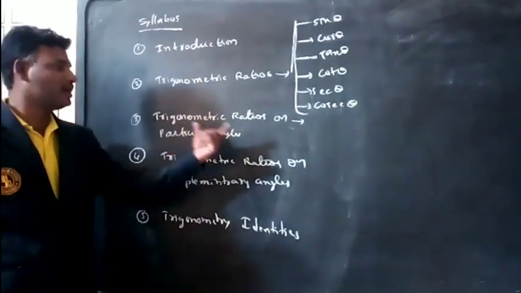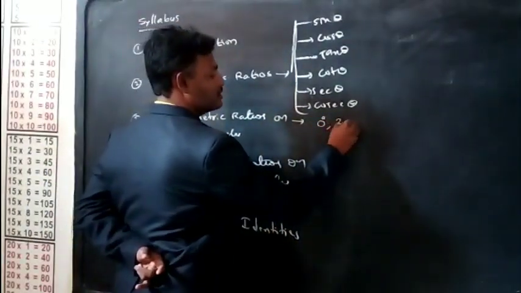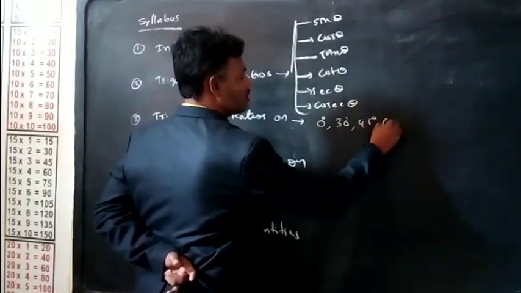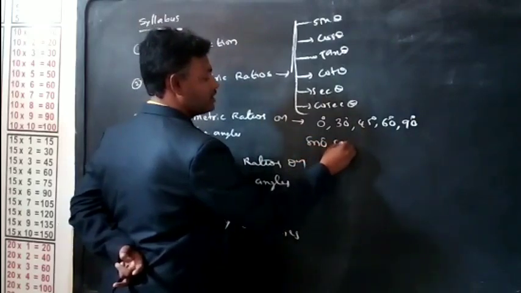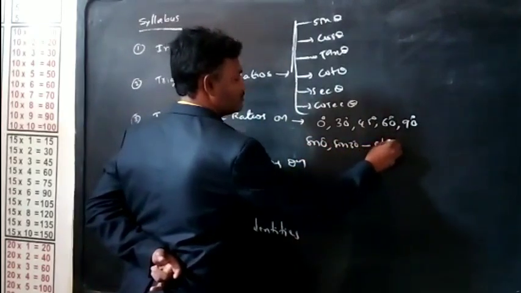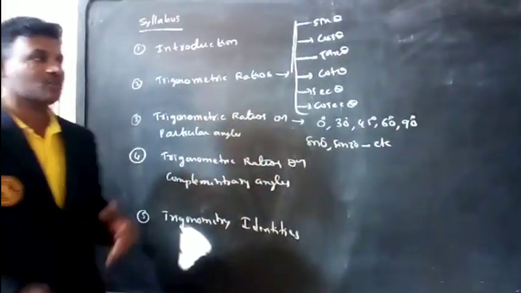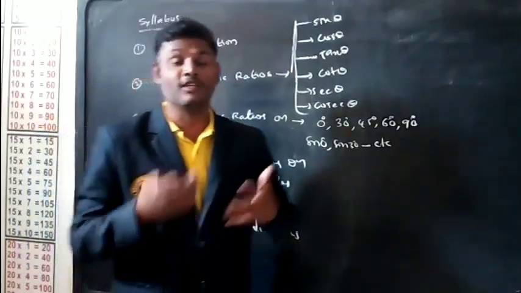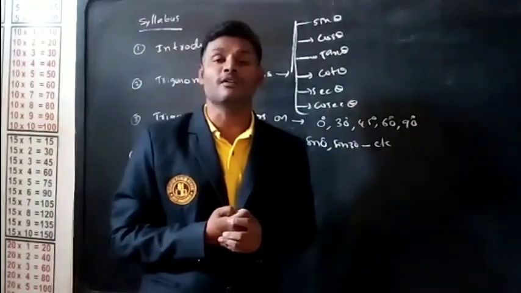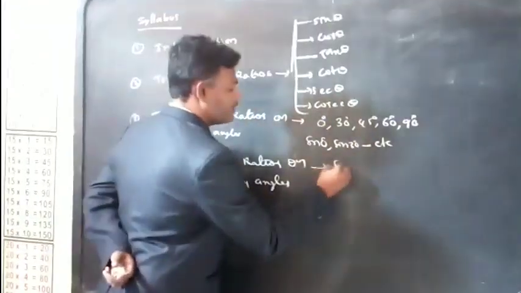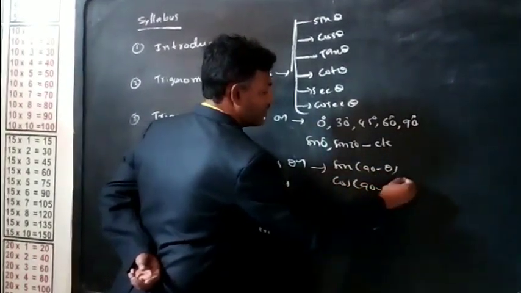Second, trigonometric ratios of particular angles. Particular angles means 0 degrees, 30 degrees, 45 degrees, 60 degrees and 90 degrees. It means sin 0 degrees, sin 30 degrees, etc. Next, trigonometric ratios of complementary angles. What is the meaning of complementary angles? If the sum of two angles is 90, the two angles are called complementary angles, like sin of 90 minus theta, cos of 90 minus theta, etc.